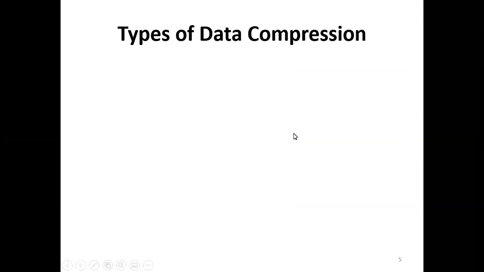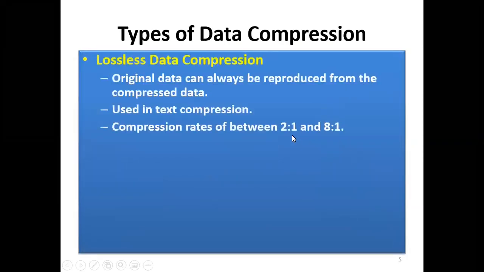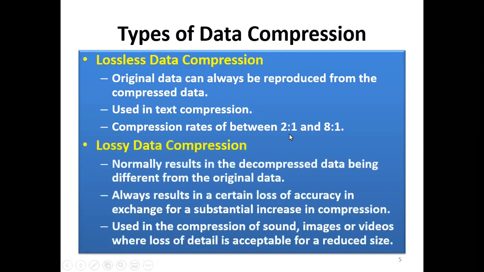For data compression, there are two basic types. One is lossless data compression, and the other is lossy data compression. The major difference between these two is that for lossless data compression, when the data that has been compressed is decompressed, the original data is almost the same as the decompressed data. But in lossy compression, the original data may lose some information.